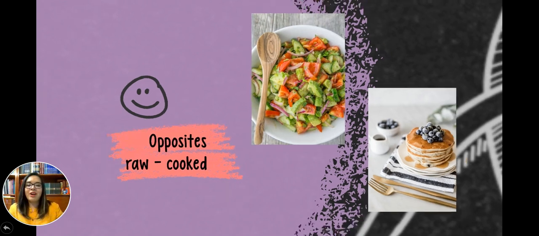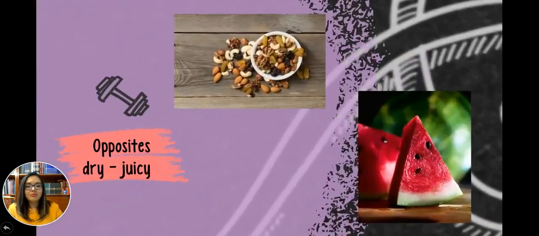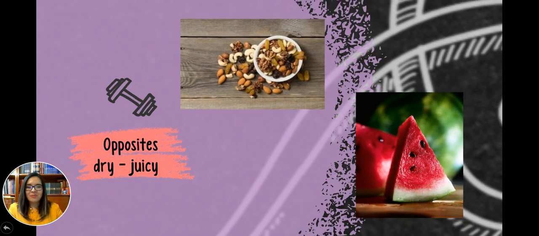Let's move on and let's check the other example. Dry and juicy. So what is dry? Dry are, for example, the almonds or the nuts. Okay, they are dry. They taste really good, but they are dry. Besides, with the watermelon that we have here, this is so juicy, right? It's so juicy.